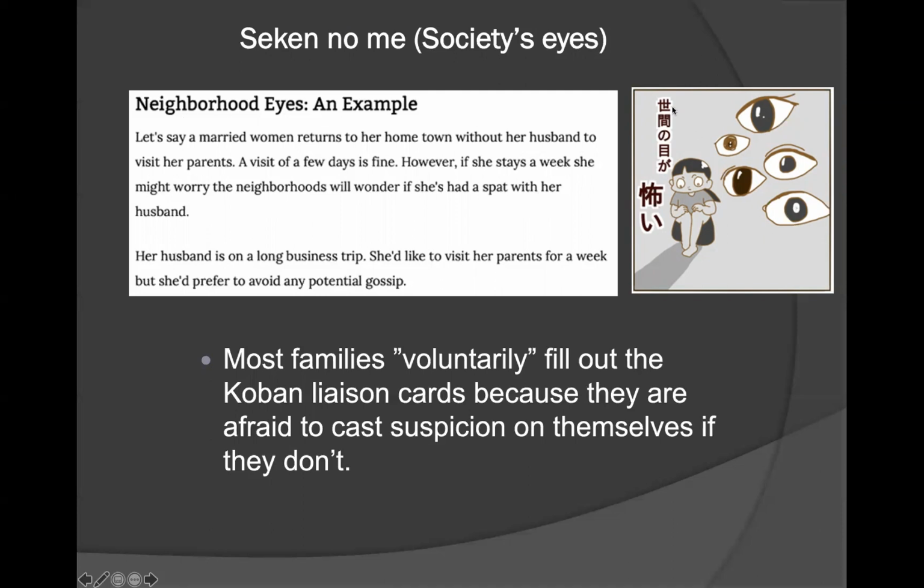Another example, and here, those of you who know a little bit of Japanese, perhaps, Seken no me ga kowai. And you can see here are the eyes on the person. So most families, Seken no me also would include this example. Most families voluntarily fill out the koban liaison cards because they are afraid to cast suspicion on themselves if they don't.